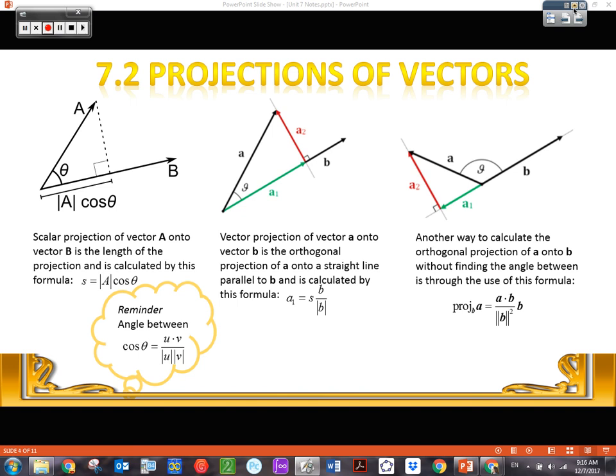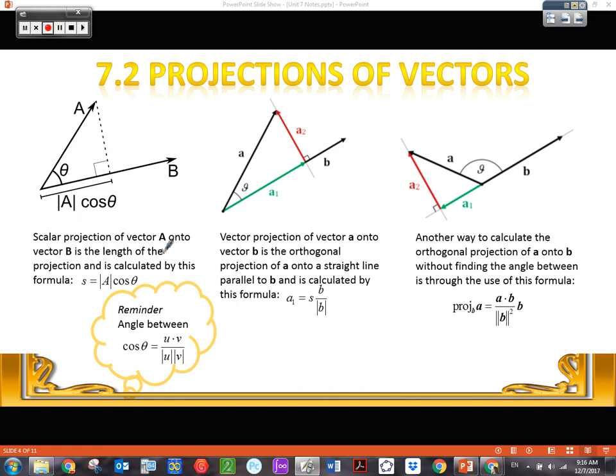A projection of one vector on another, I like to think of it like a shadow. Visualize that for this vector, maybe the sun is straight above, shining on this vector A. This would be the shadow of that vector. So that's a vector projection. It's projecting itself orthogonally onto another vector.